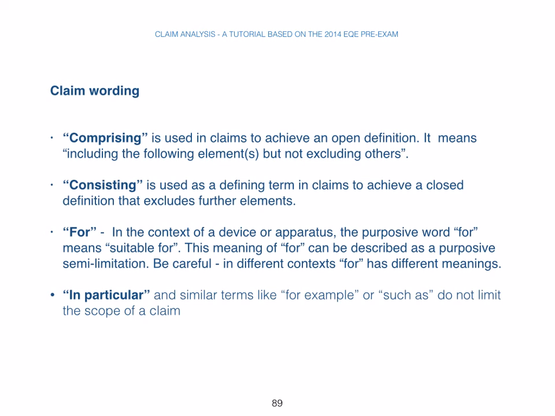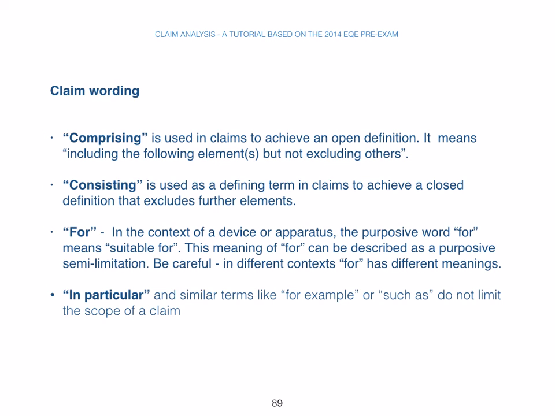Claim wording, we have seen some examples of claim wording, and these are the main examples we've seen in the claim analysis exercise. Comprising is used in claims to achieve an open definition. Comprising means including the following element or elements, but not excluding others. Consisting is used as a defining term in claims to achieve a closed definition that excludes further elements.